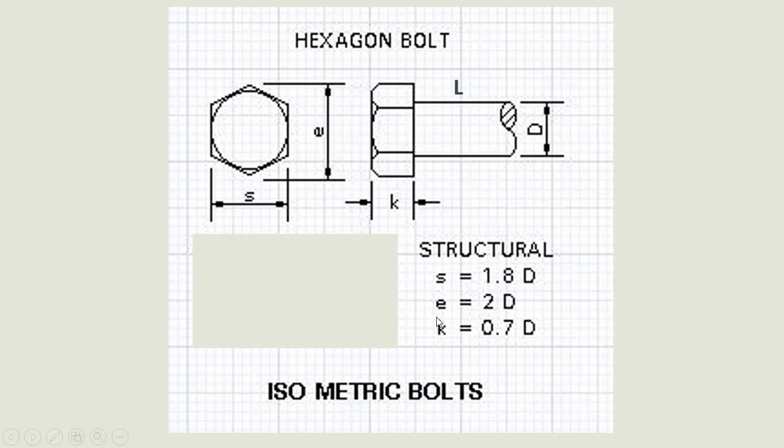So this is the hexagonal bolt we have, and I am following the ISO metric bolt standard, in which these are the dimensions given to us. And as you can see, there is diameter available, there is length of the bolt, then k value, s value, e value. These values are actually dependent on our diameter. This is what the standard parts maintain.